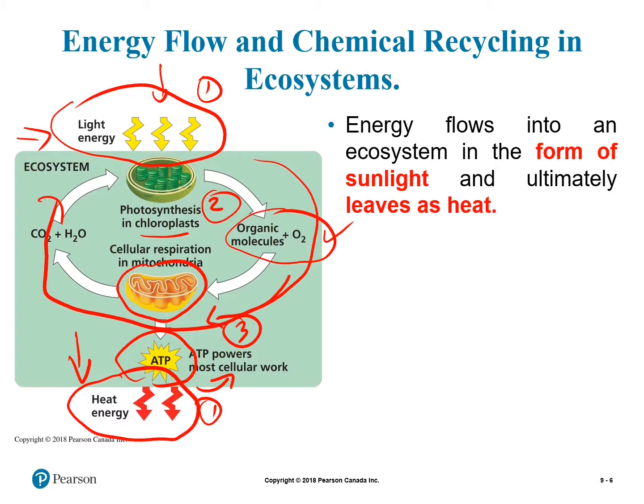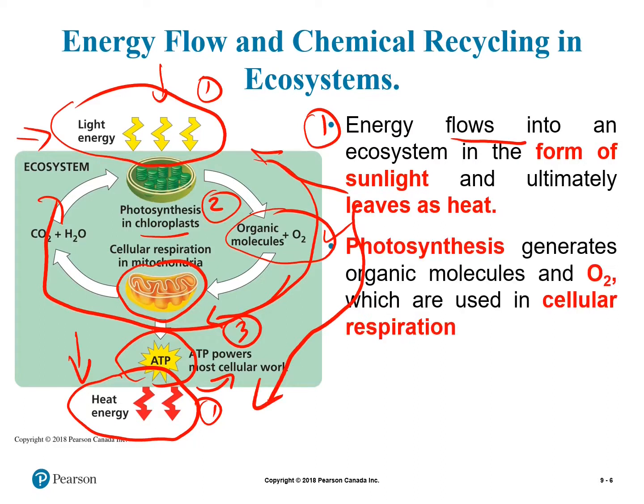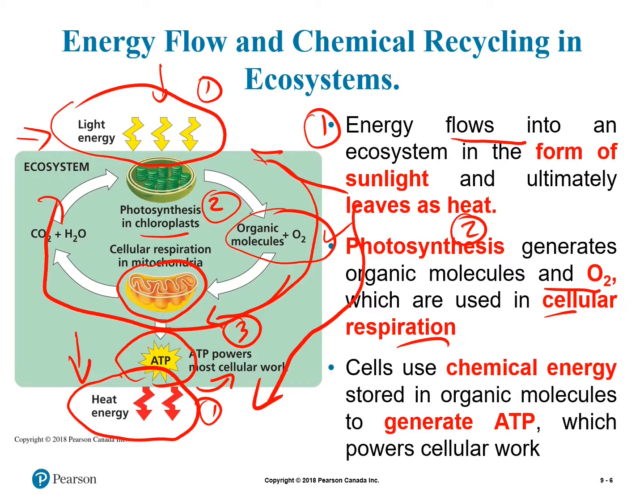I told you three things. The first thing is that in an ecosystem, the energy flows into the ecosystem in the form of sunlight and leaves in the form of heat. The second thing is that photosynthesis generates organic molecules and oxygen that will power cellular respiration. And finally, that the cell uses chemical energy stored in organic molecules to generate ATP, and that will power the cellular work. This is the third thing that I wanted to tell you about this slide.